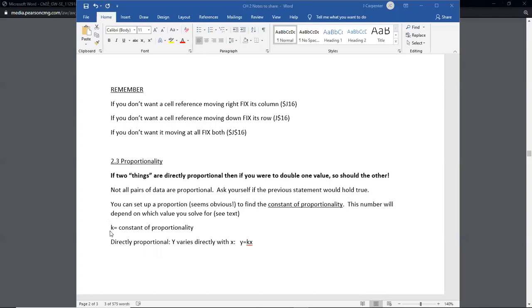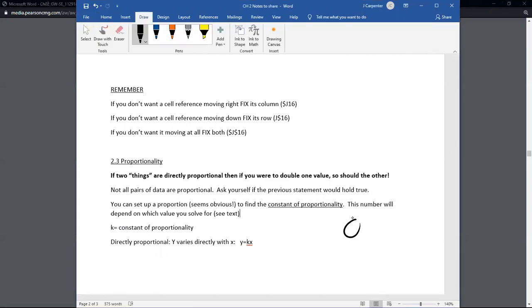So K. K is the first letter of the word constant, right? I know, it's just a hard K sound. But C just isn't our favorite variable to use because some people get a little squirrely with their C's and they start looking like O's almost.